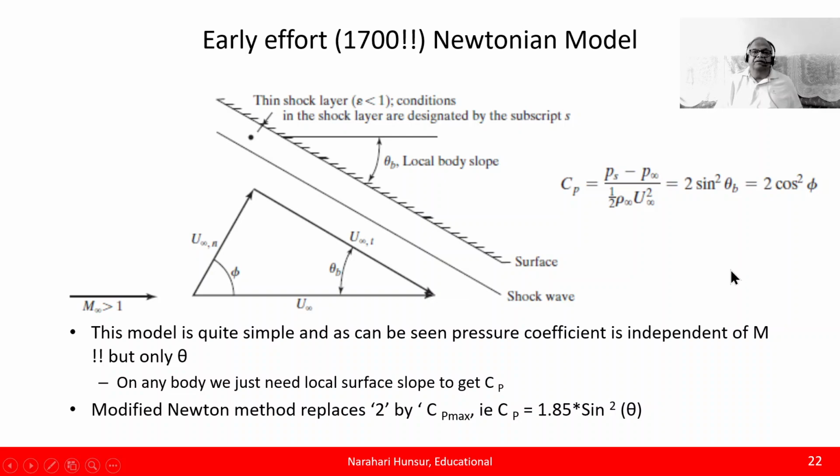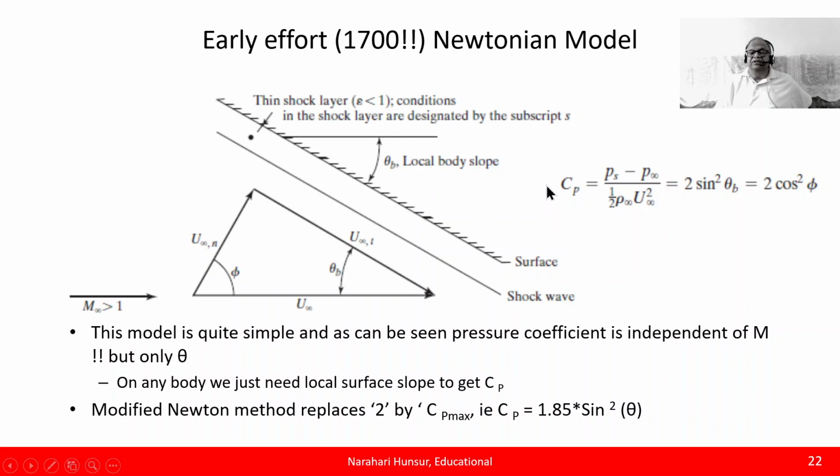Now let's look at the early efforts. Hypersonic simulation is not something new. As usual, in most of the things, Isaac Newton had a hand in estimating this. Early in the 1700s, he assumed that the air molecules travel and that individual molecules impact the surface. This is the local body surface. So he assumed that the tangential velocity doesn't contribute to anything, only normal velocities contribute to it.